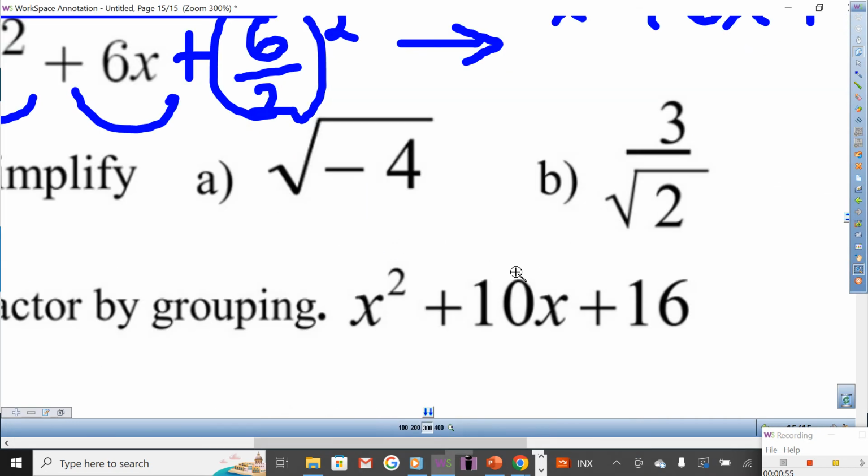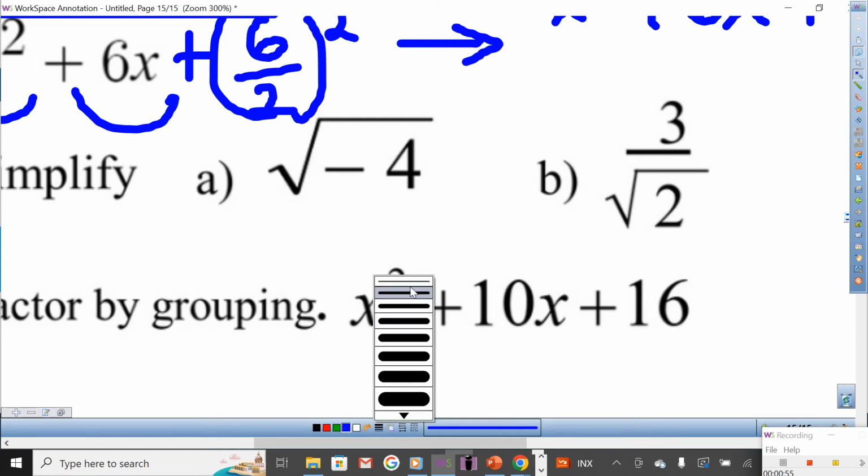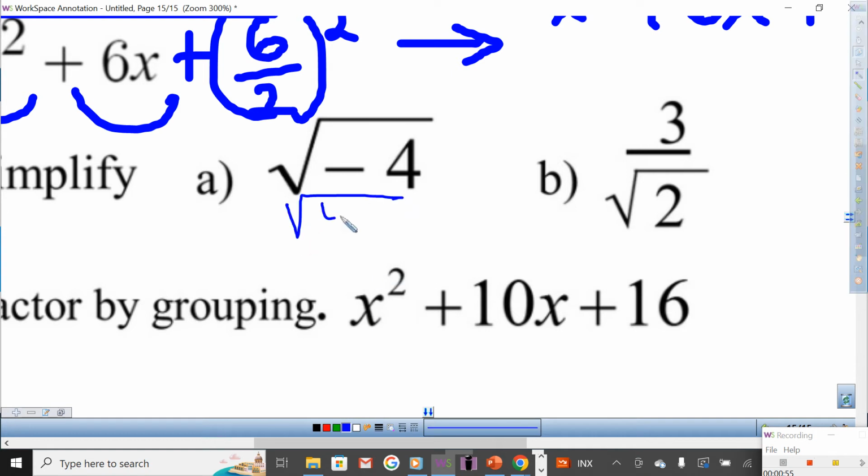In case you forgot, whenever we have a square root of a negative number, there's no such thing. We need to rewrite it. So this becomes square root of 4 times square root of negative 1. Is that correct? Yeah, so what is square root of 4? 2. What is square root of negative 1? The letter i for imaginary. Hopefully you remember. We did that so many times on the warm-up. Yeah? All right. Let's go to part B.